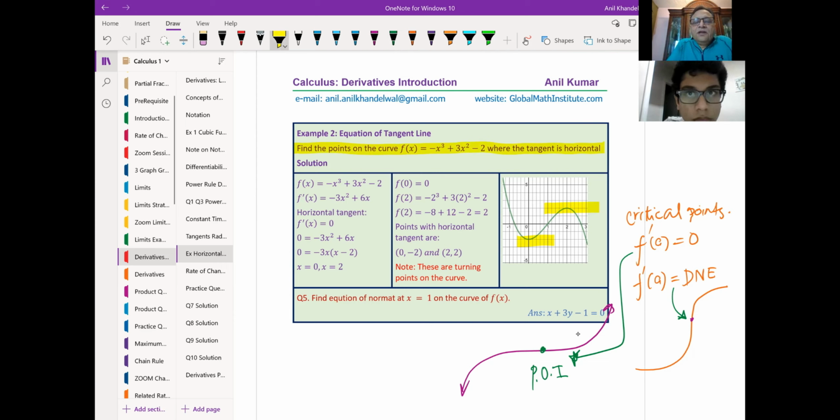So what will you do for this? You'll find the derivative, right? Using the power rule and the sum and difference rule. The function is given to us as minus x cubed plus 3x squared minus 2. We applied the power rule to find the derivative, which is minus 3x squared plus 6x. Horizontal tangent means that the derivative should be 0. Equating the derivative to 0, we get 0 equals minus 3x squared plus 6x. Factor and find the values where x gives you a 0 for the derivative. x equals 0 and x equals 2 are the 2 points, correct?